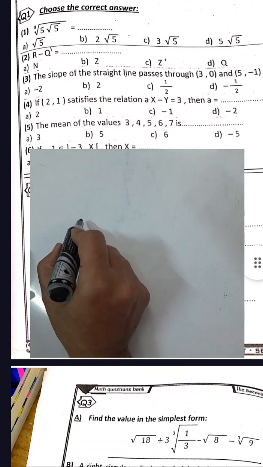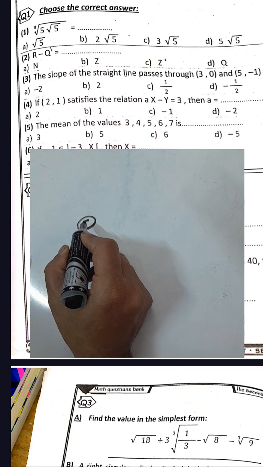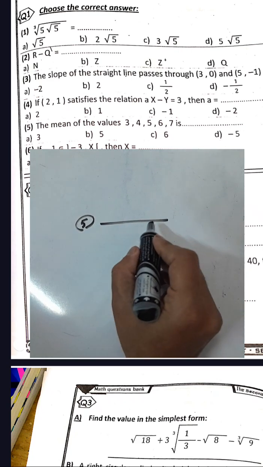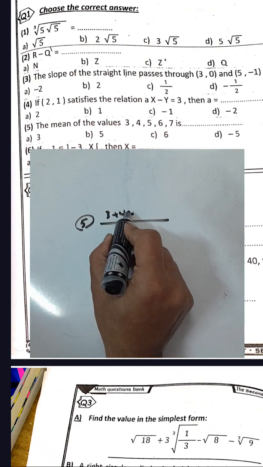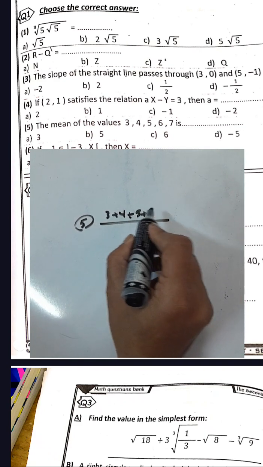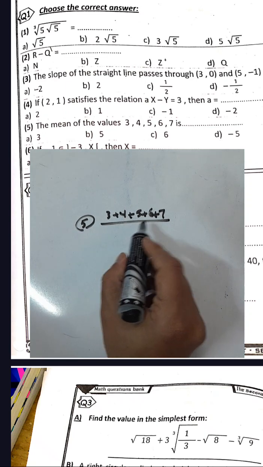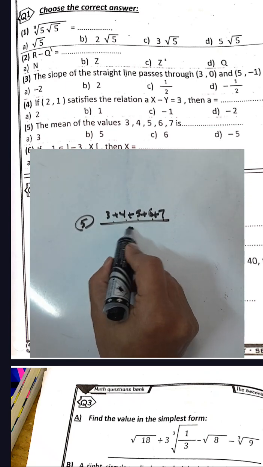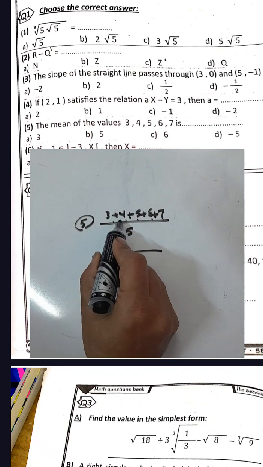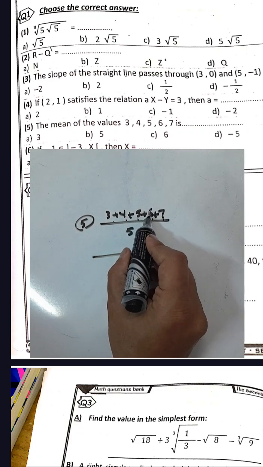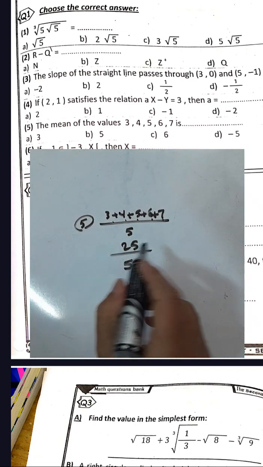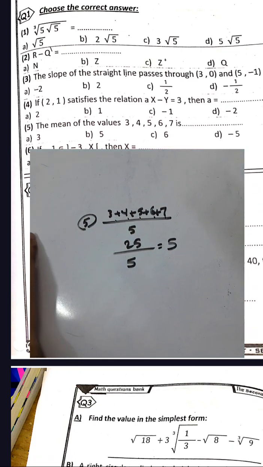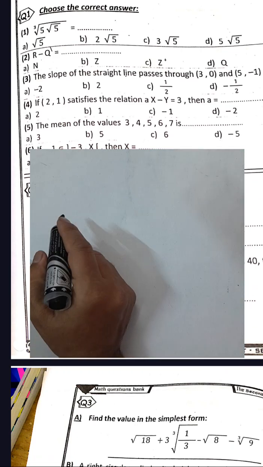Question number 5. The mean of the values here: we can add all the values and divide by the number of the values. 3 plus 4 plus 5 plus 6 plus 7 divided by 1, 2, 3, 4, 5. 3 plus 4, 7. 7 plus 5, 12. 12 plus 6 equals 18. 18 plus 7 equals 25. 25 divided by 5 will be 5. Question 6.